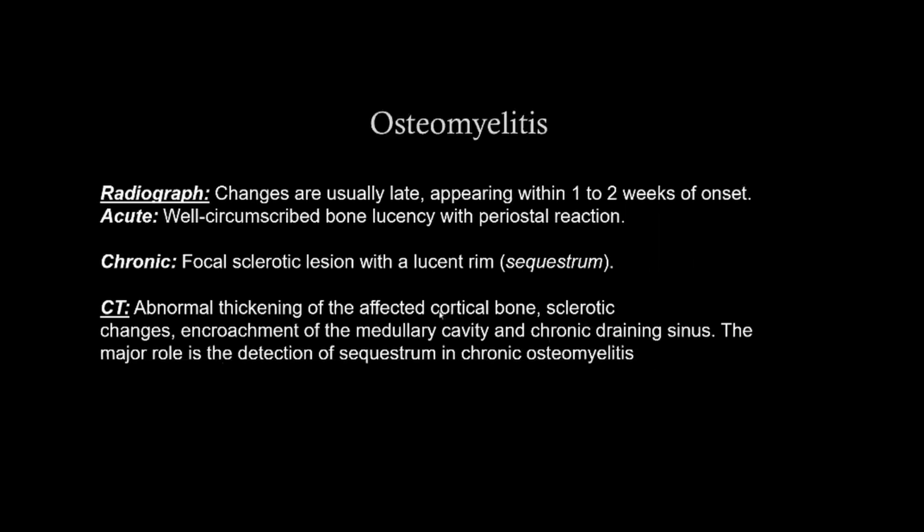Osteomyelitis changes are usually late, appearing within 1 to 2 weeks of onset. In the acute phase there will be circumscribed bone lucency with periosteal reaction. In the chronic phase there is focal sclerosis, and Brodie's abscess appears. You know the involucrum and sequestrum. What is the dead and what is the healthy bone? Can you tell me in the chat, please? Is the sequestrum the healthy or the dead bone?